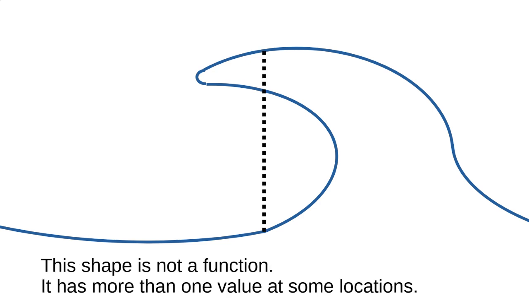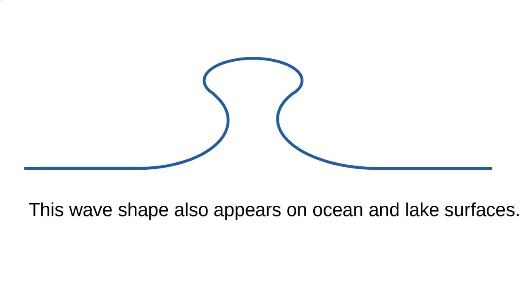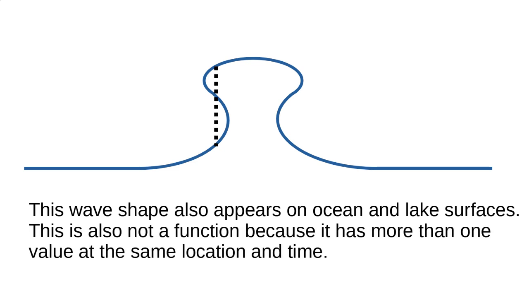This shape is not a function. It has more than one value at some locations. This wave shape also appears on ocean and lake surfaces. This is also not a function because it has more than one value at the same location and time.